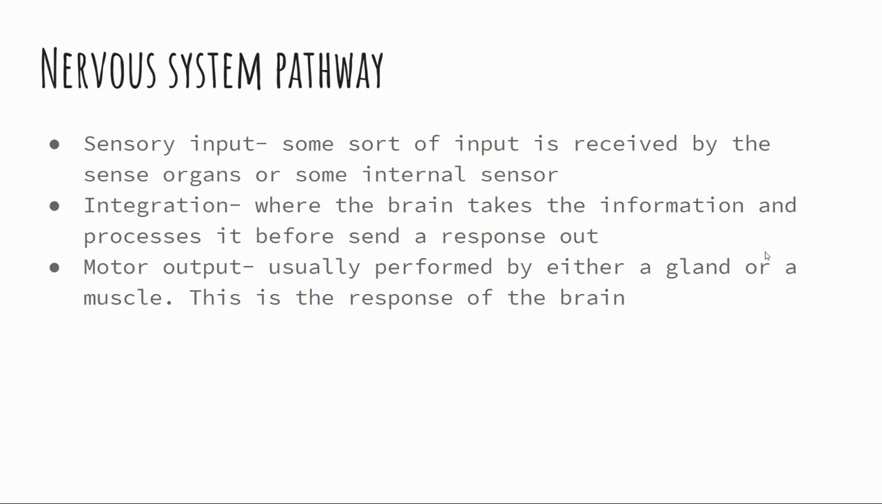So the nervous system pathway goes in, long story short, this order here. Sensory input. So you have some sort of, I call it data. It's some sort of input received from a sense organ or some internal sensor. We're talking about temperature or maybe hunger or maybe some type of stressor. Pain can even be a sensory input. Then you have what's called integration. And this is when the brain takes that information and processes it before sending a response out. And again, this could be a conscious thought process, or it could be something that's automatically responded to.